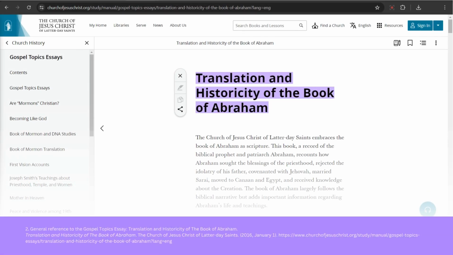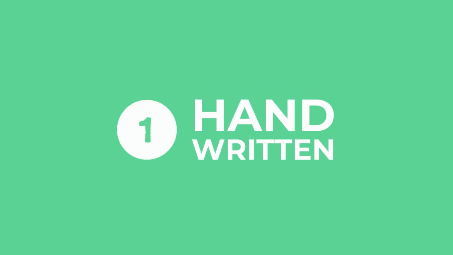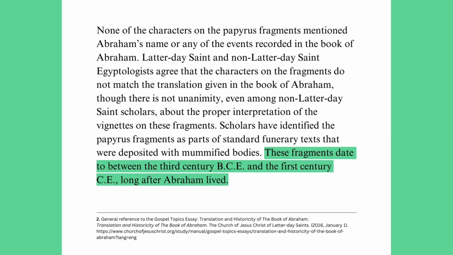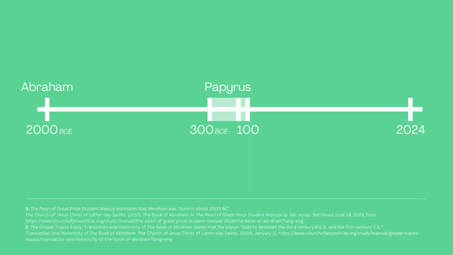In an attempt to be more transparent, the Mormon Church officially addresses these claims in a Gospel Topics essay. Let's use this essay to evaluate the three claims. Was it handwritten by Abraham? The essay states these fragments date to between the 3rd century BCE and the 1st century CE. This is long after Abraham lived.